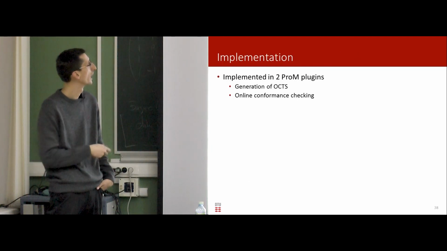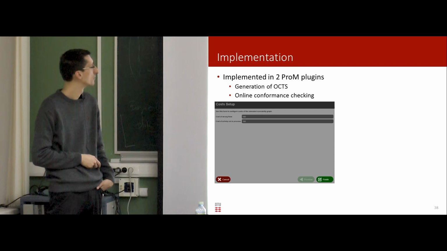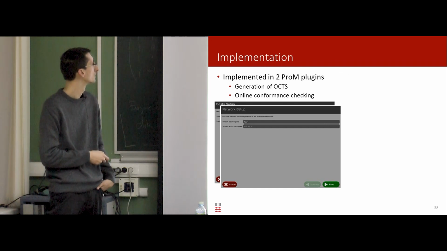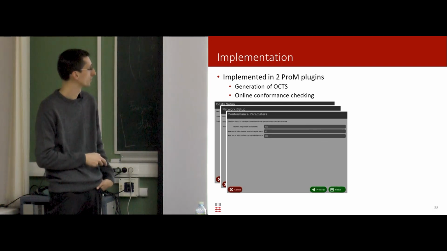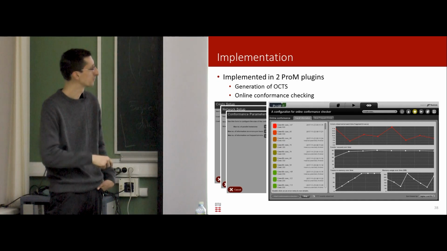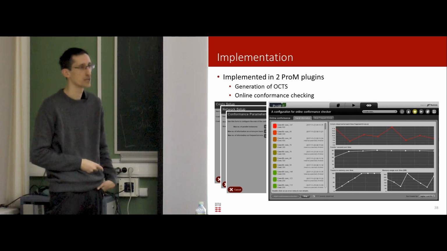Okay, actually, as with the previous algorithm, this is also implemented in a ProM plugin. ProM is this open source platform for process mining. So you can first create your OCTS, and then you can do the replay with this dashboard, where on the right-hand side you have some general statistics, like the number of errors over time. And on the left-hand side, you have the list of executions, which are color-coded based on the cost, so how much they are deviating from the reference behavior.